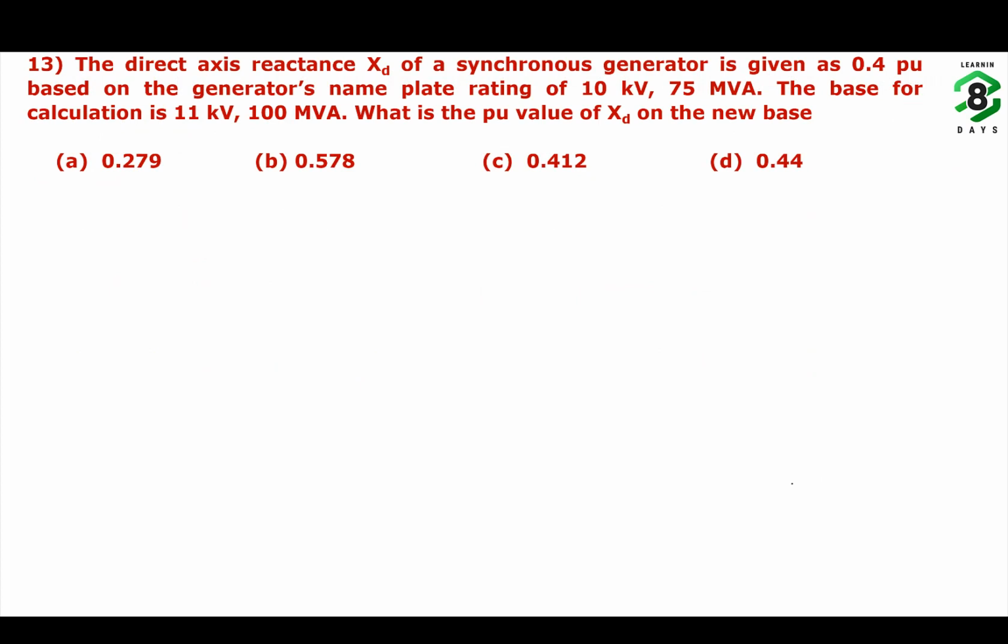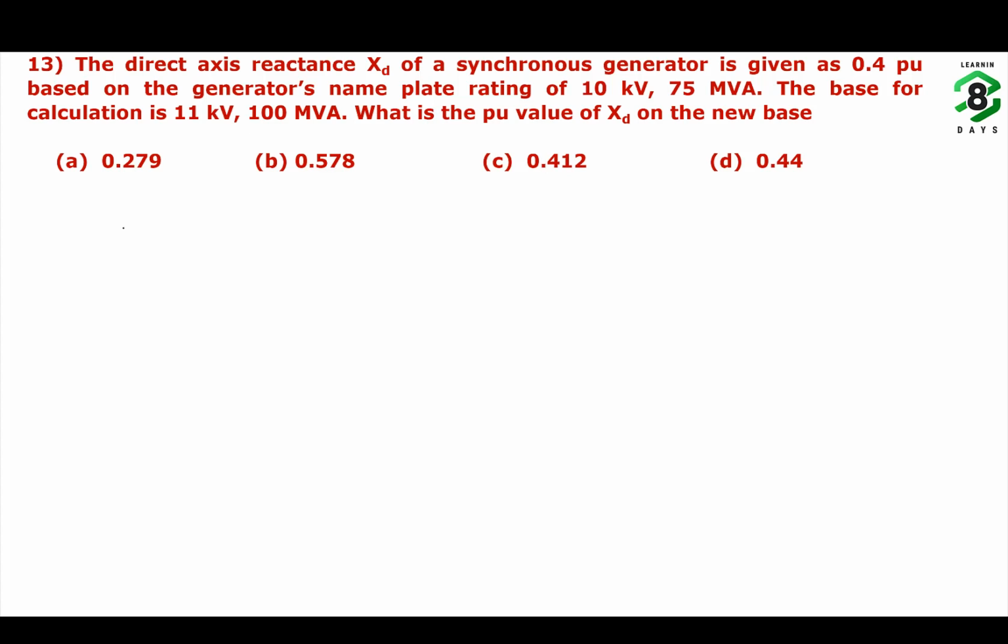The next question is, the direct axis reactance XD of a synchronous generator is 0.4 per unit based on the generator's nameplate rating of 10 kV and 75 MVA. The base for the calculation is 11 kV and 100 MVA. What is the per unit value on the new base?